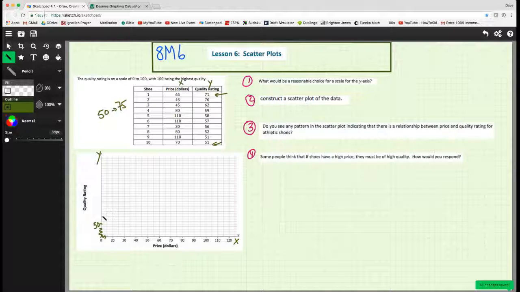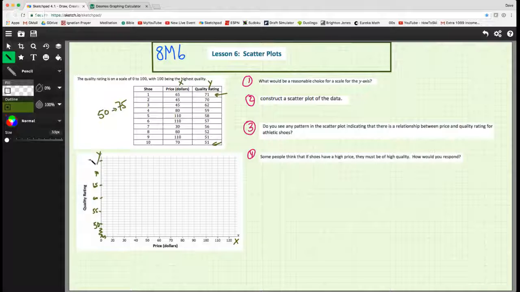1, 2, 3, 4, 5. 1, 2, 3, 4, 5. 1, 2, 3, 4, 5.